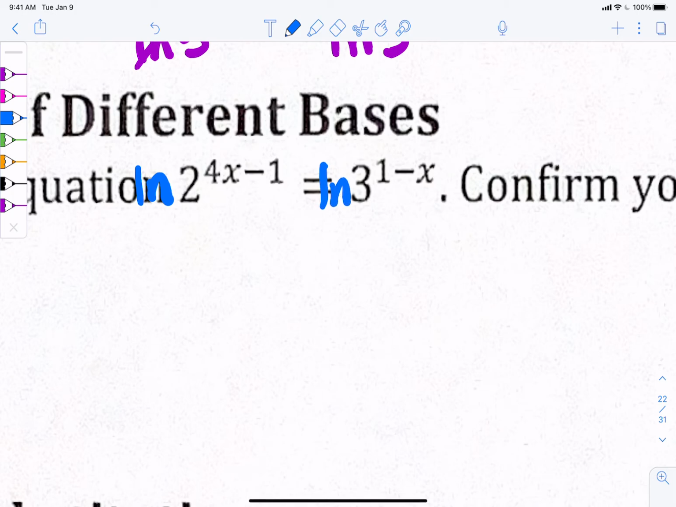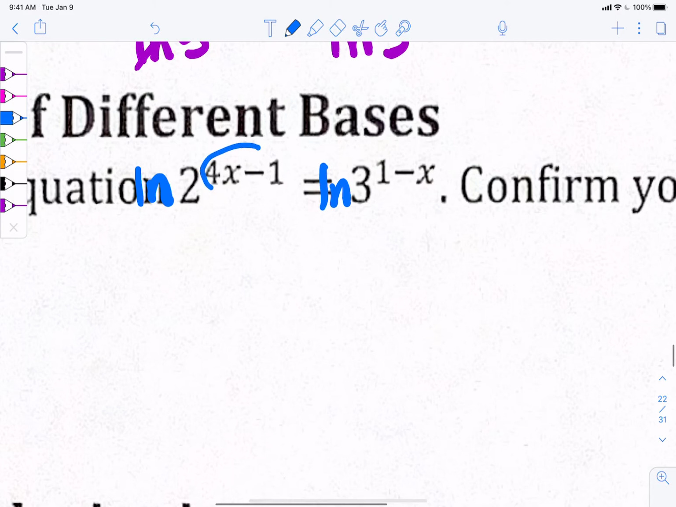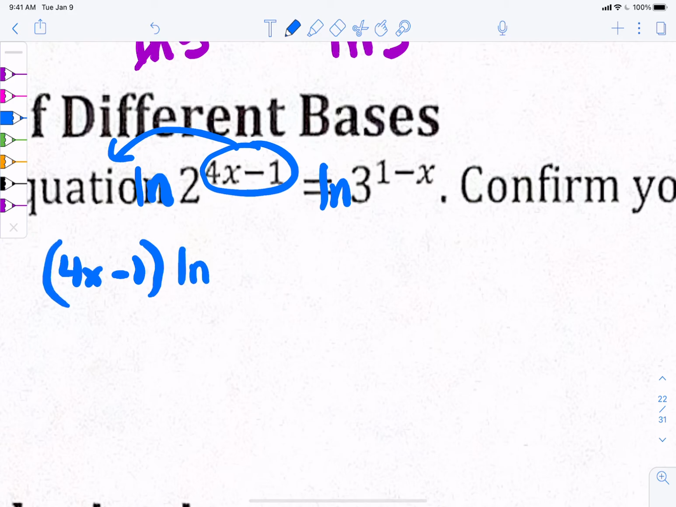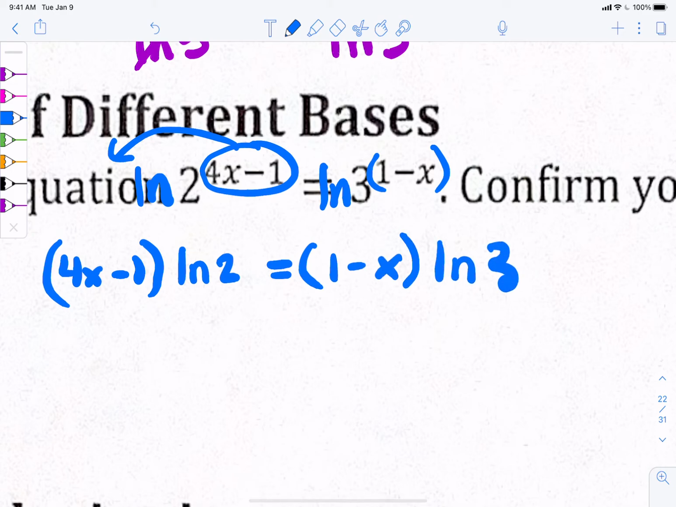Can we skip a step and write the exponent? You sure can, whatever you want to do. So when you take this down in front, make sure that if it's a big long exponent, you put parentheses around it. So it looks like this: ln 2 equals this, 1 minus x goes in the front, and ln 3. Okay, now this is a little bit uglier, but it's not too bad.